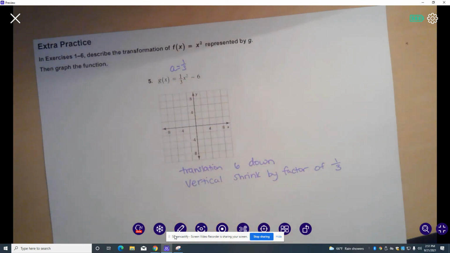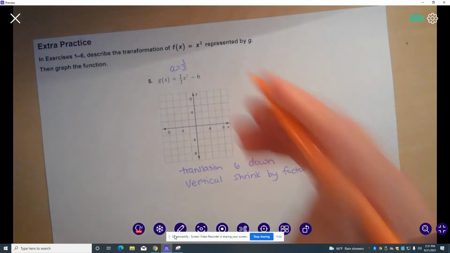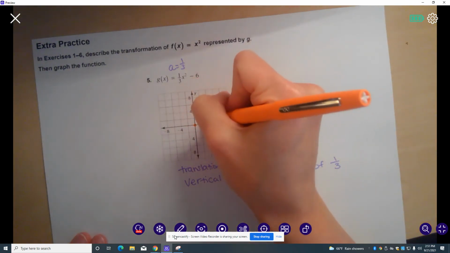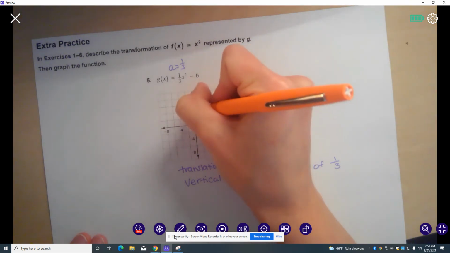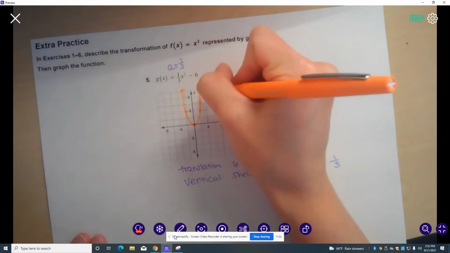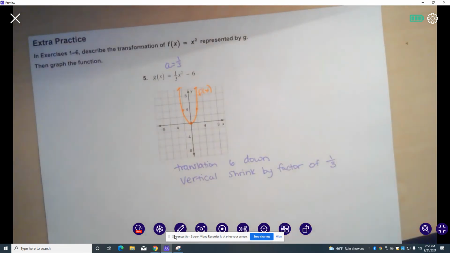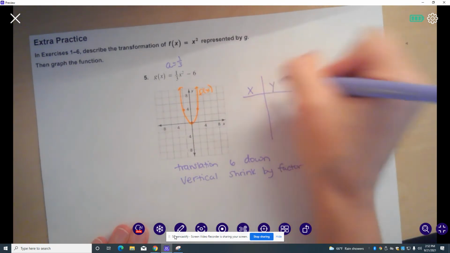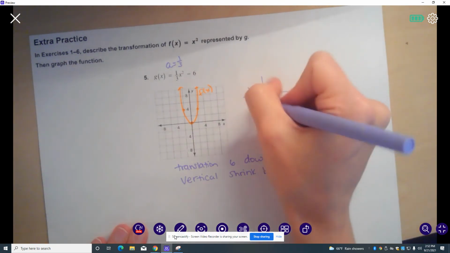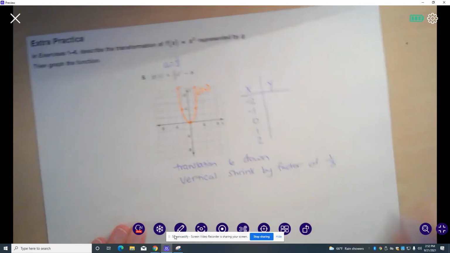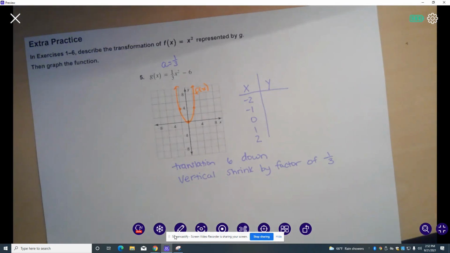So I'm just going to go ahead and first graph the parent function, just so we can compare it when we're done. So 2, 4, okay. Here's our parent function, f of x. Now I'm going to graph g of x by using a table. So I'm going to create an xy table. I'll pick -2, -1, 0, 1, and 2 for my x coordinates.